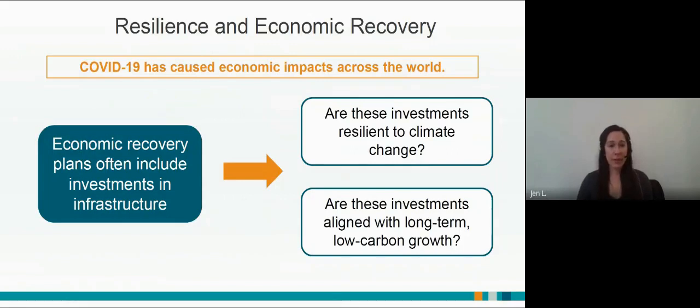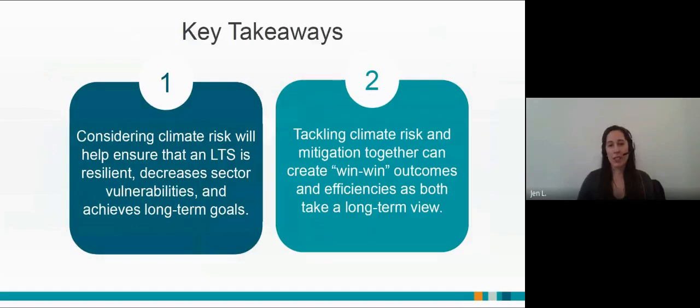And at the same time, are these short-term investments that we're making aligned with our long-term LTS or otherwise low carbon growth goals? How do they impact our mitigation goals when we make these investments in the short term? A power plant that you might build today very likely will still be operating 50, 60 years from now. We have power plants here in the US that are still operating that are about a 55 to 60-year-old vintage. And so those decisions that were made certainly impact that mitigation and adaptation trajectory into the future. So that's just a little bit of food for thought.